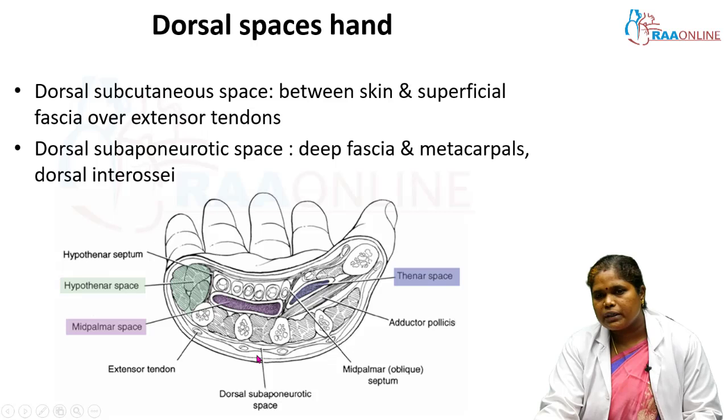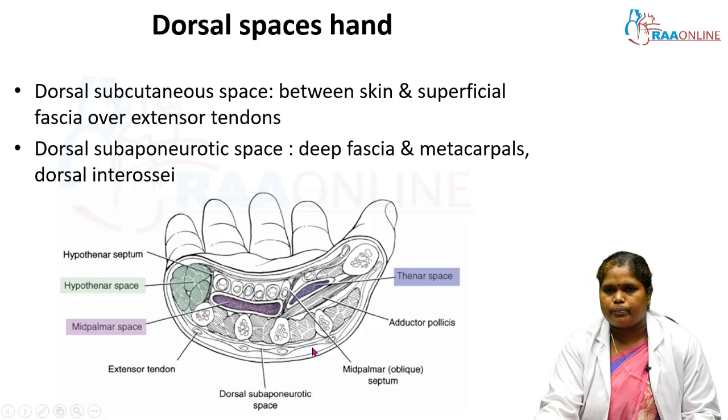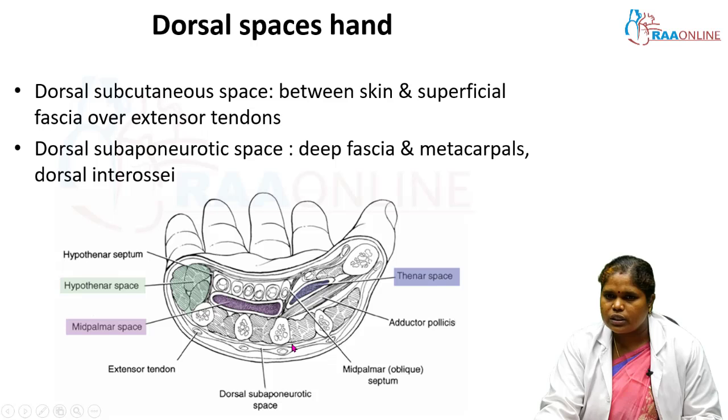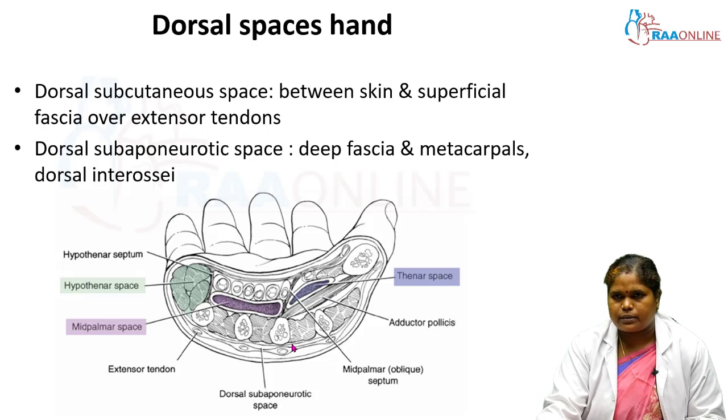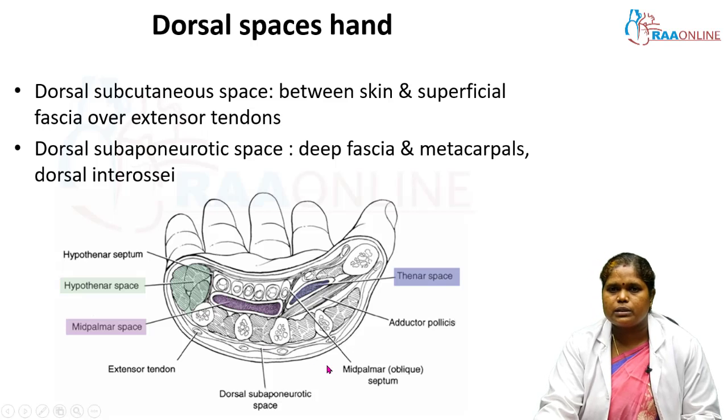So we have two spaces on the dorsal aspect. One is the dorsal subcutaneous space. That space is between the superficial fascia and the deep fascia. This space is known as the dorsal subcutaneous space. And the dorsal subaponeurotic space is deep to this deep fascia. It is between the fascia covering the metacarpals and the deep fascia. That space is known as the dorsal subaponeurotic space. So subcutaneous is between superficial fascia and deep fascia. Subaponeurotic is deep to this deep fascia. Just remember that.